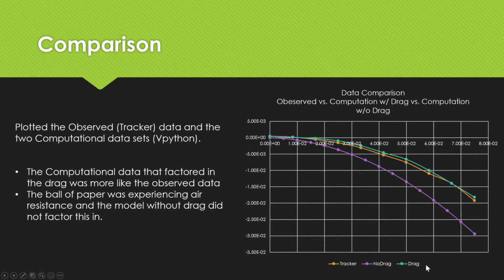When we compare all three of these, we plot the observed Tracker data and the two computational data sets from VPython, the Tracker being in orange, the no drag being in purple, and the drag being in turquoise. From this, we can see the computational data that factored in the drag was more like the observed data. This makes sense because the ball of paper was actually experiencing air resistance, in this case drag, and the model without drag did not factor this in, which is why it's so far off from the observed.